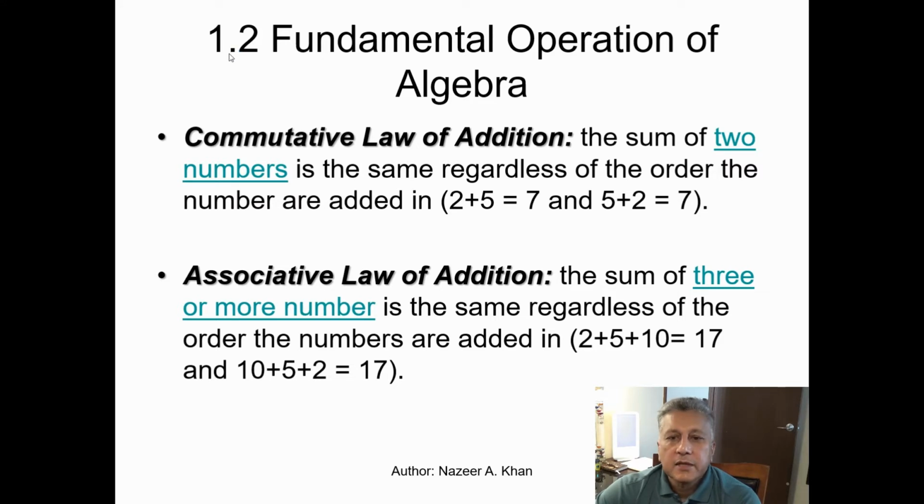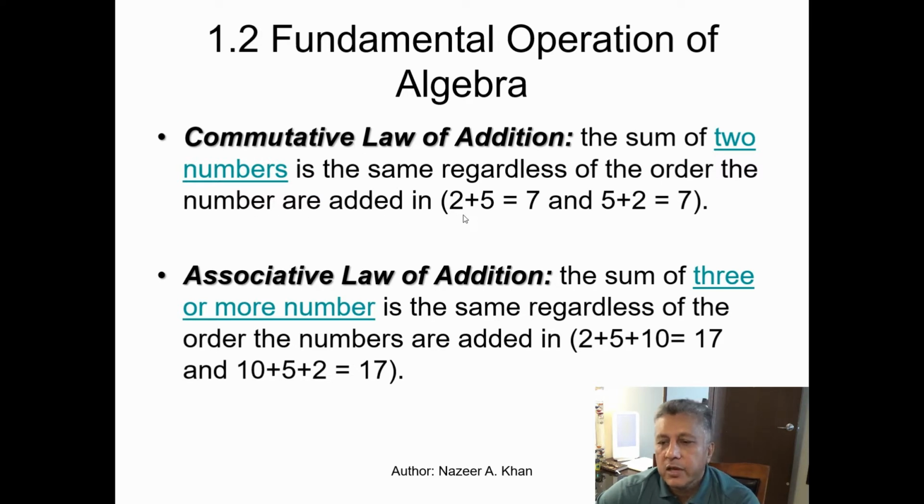This is the start of Chapter 1-2, Fundamental Operations of Algebra. And of course, we're going to deal with some definitions, commutative and associative. Commutative law of addition: the sum of two numbers is the same regardless of the order the numbers are added in.